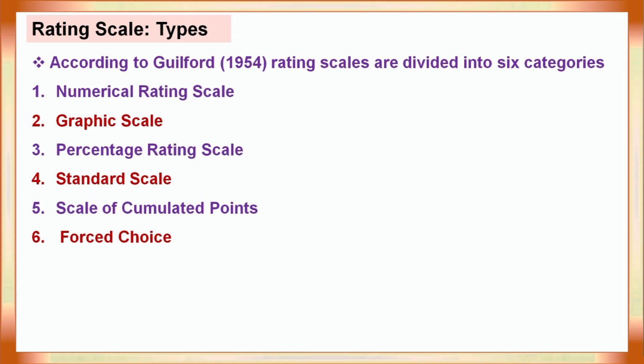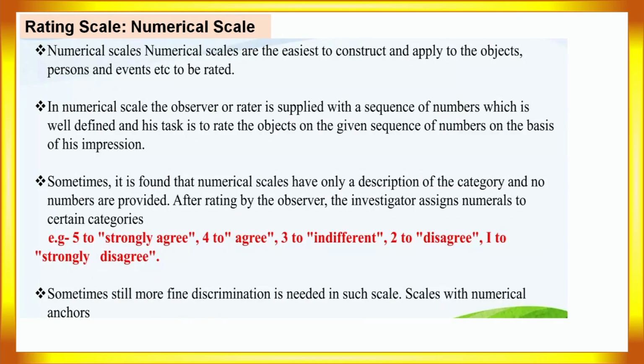The first type of rating scale is the numerical rating scale. The numerical rating scale is one of the easiest to construct and also to apply, to measure the objects or events being rated. In the case of the numerical rating scale, the observer or the rater is generally supplied with a sequence of numbers, and these numbers are well defined. The task of the observer is to rate the object on this sequence of numbers on the basis of his or her impression about the object being measured. Instead of providing numerals, sometimes only descriptions are provided.